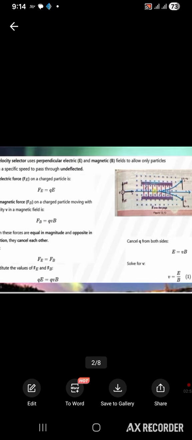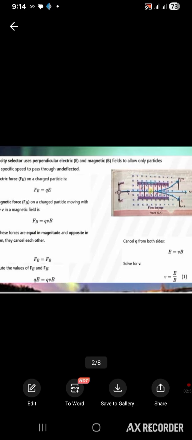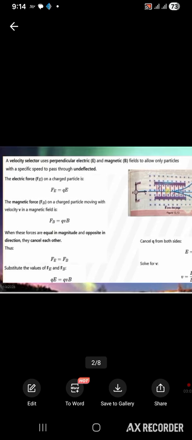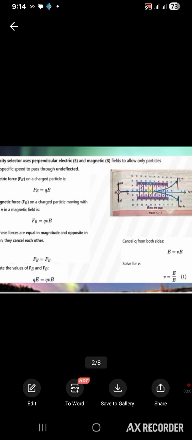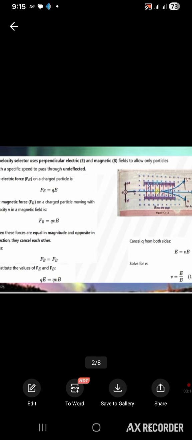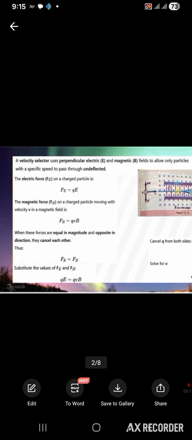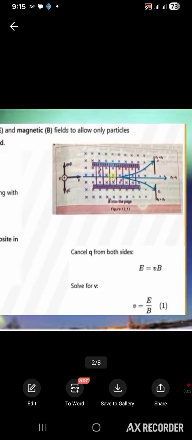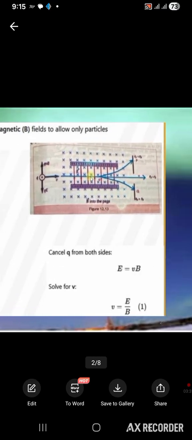And for undeflected particles, these two forces will be equal. Not those that are collected on the P plate, nor those that are collected on the Q plate, but the undeflected particles that are moving in a straight line. They are not deflected to any angle; the forces are equal in magnitude and opposite in direction, so they cancel each other. Fe is equal to Fb there. Okay, when you put in the values, Fe is QE and Fb is QVB, right? You will get the expression for the velocity, as you can see in equation 1.